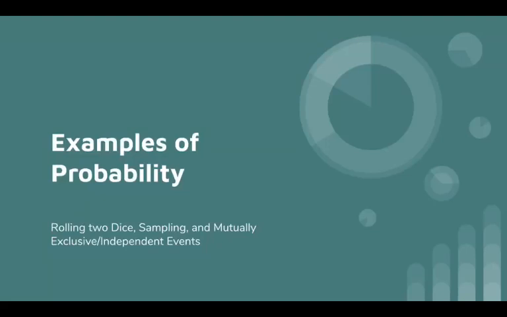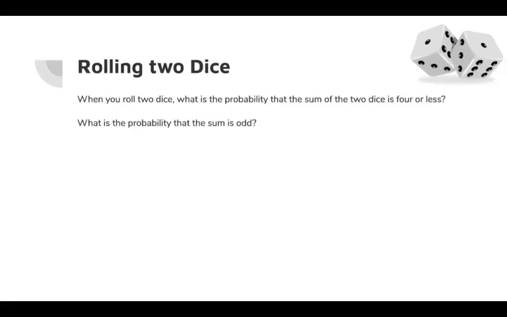All right, class. So in this video, I'm just going to work through a few examples of probability that you're probably seeing in the different things that you're working on this week. So just a quick overview. We're looking at rolling two dice together, sampling both with and without replacement, and then mutually exclusive and independent events. So just kind of taking a look at some of the problems that deal with those things.